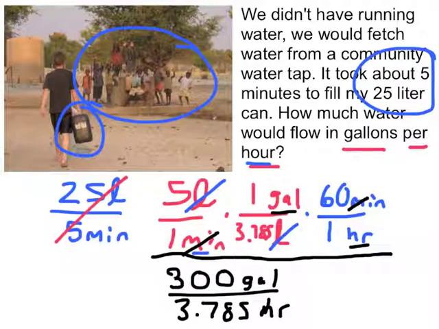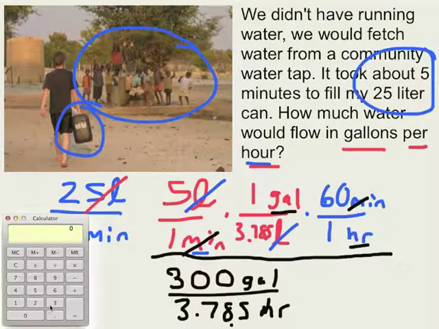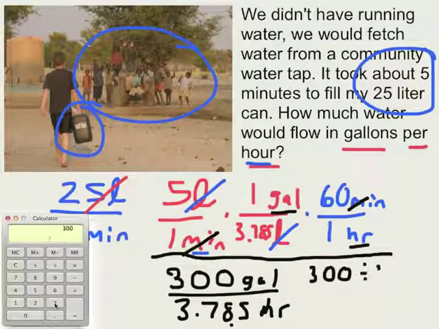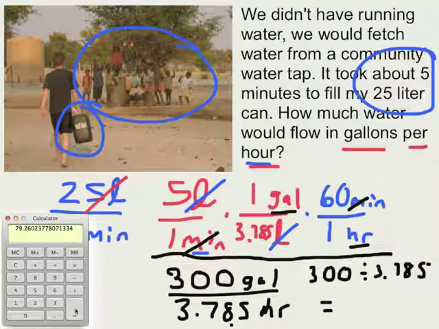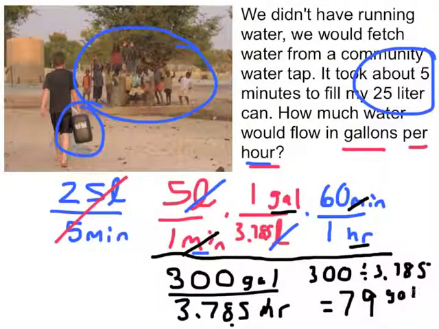I need to simplify because we have an improper fraction. We have 300 over 3 and 785 thousandths. We want to know how many times that goes into it, so we're going to divide. We're going to divide 300 by 3 and 785 thousandths, which comes out to gallons per hour.